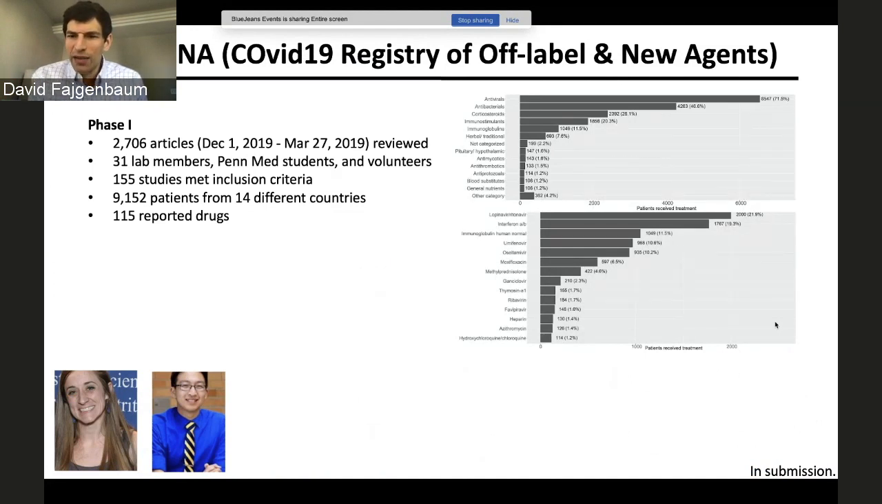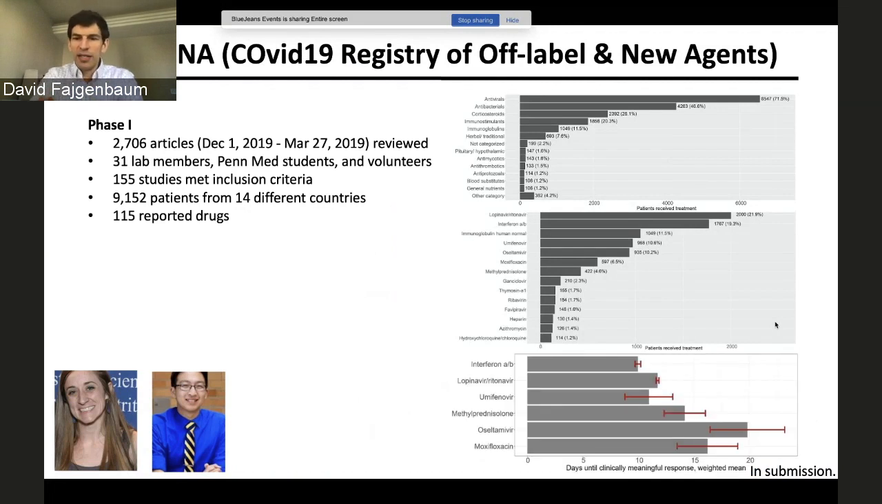You can see the class of those drugs at the top. You can see a listing of the most frequently administered drugs in the next figure below. And then you can see our attempt to try to get some information on some of the drugs that were most frequently used as far as the average time until a clinically meaningful response, which for us meant discharge from the hospital or complete symptom resolution.